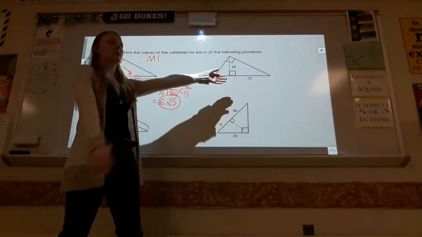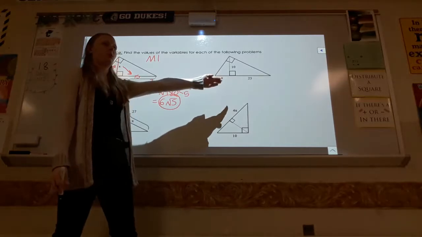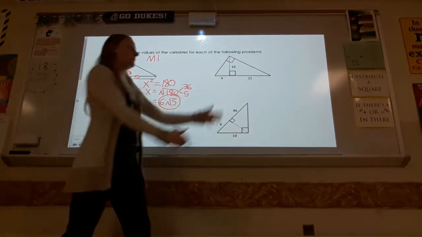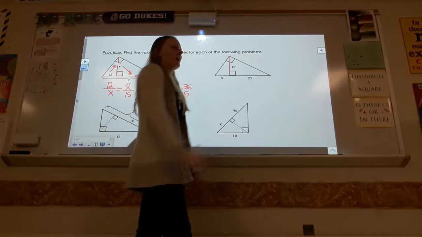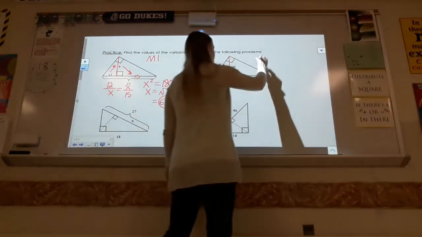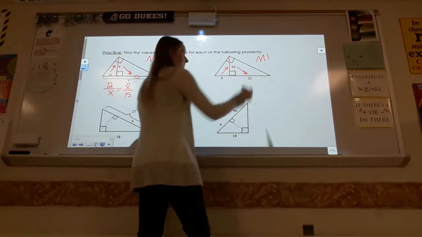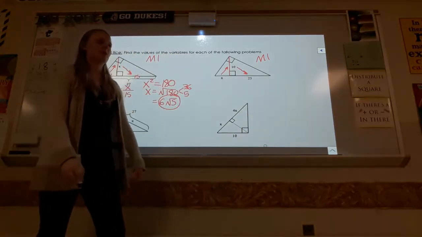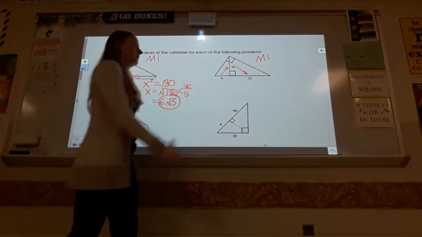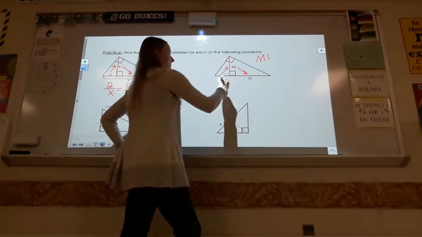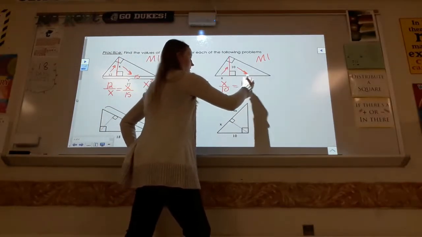Alright, this question. Is it method 1 or method 2? This is method 1 because the altitude is labeled. So this is another method 1 splash mountain. Alright, I draw my little arrows. What would my proportion look like? X over 10, 10 over 25.